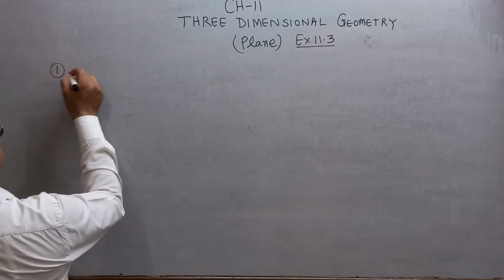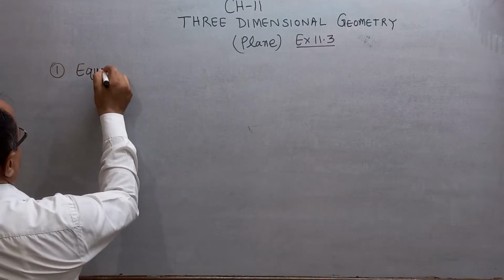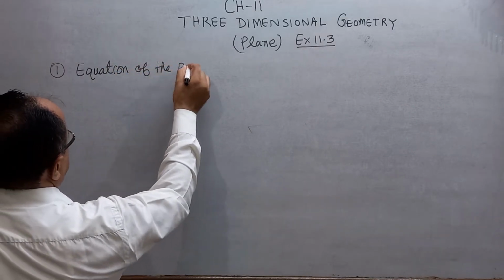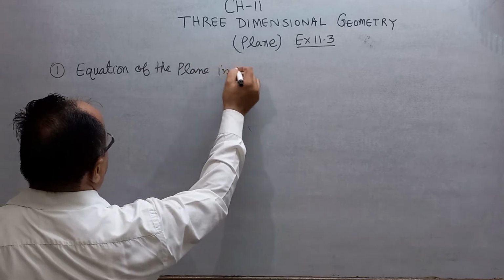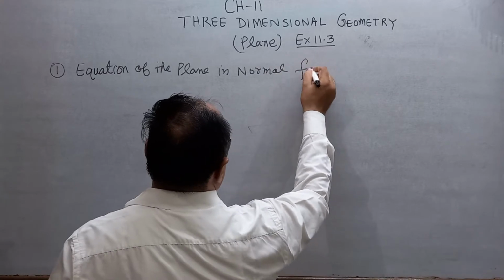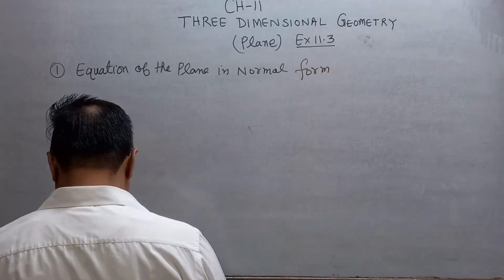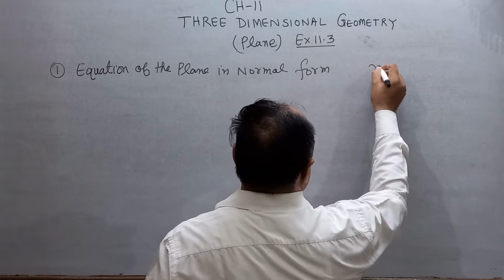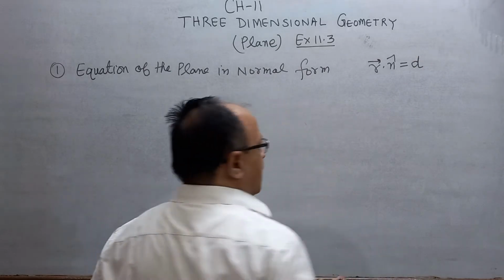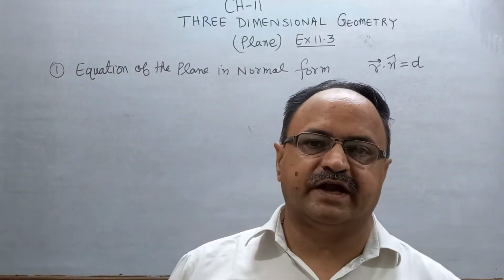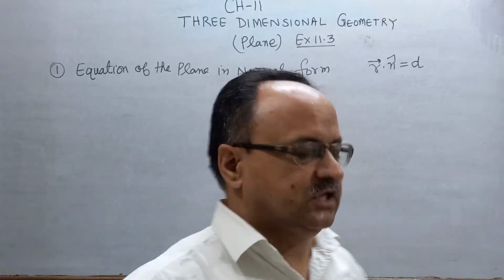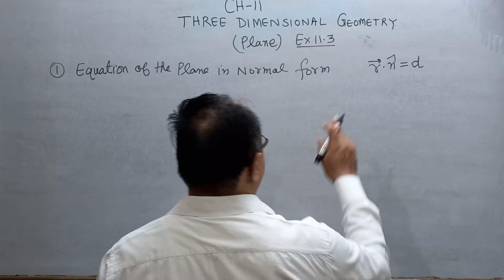First, equation of the plane in normal form. Formula you know: vector r dot n cap is equal to d. n cap means unit normal vector, and d is the distance from the origin. This is the vector equation.